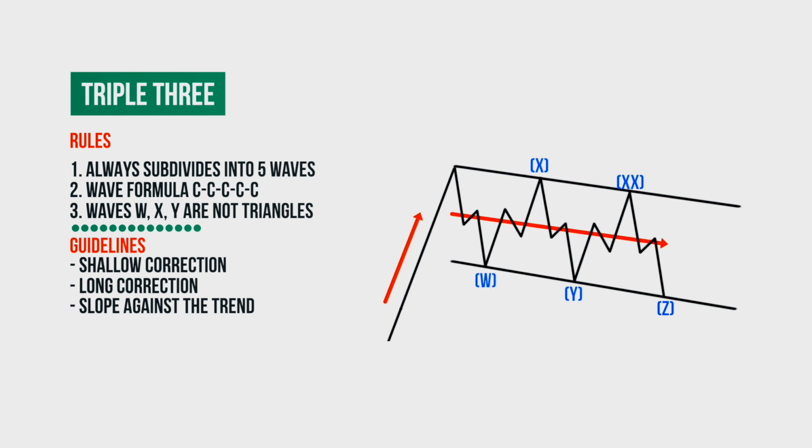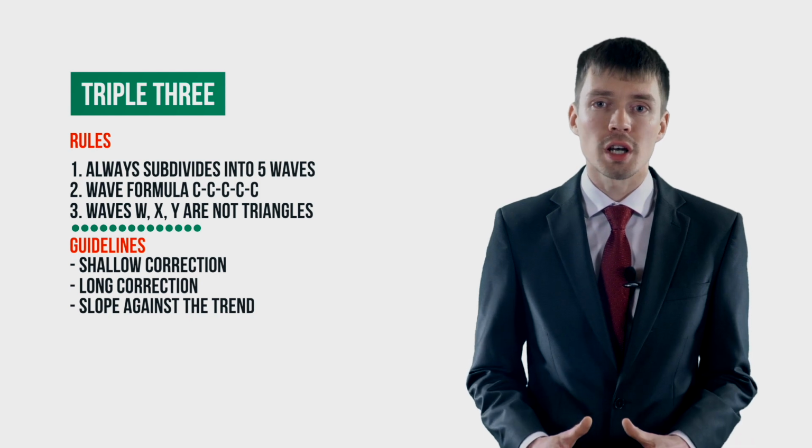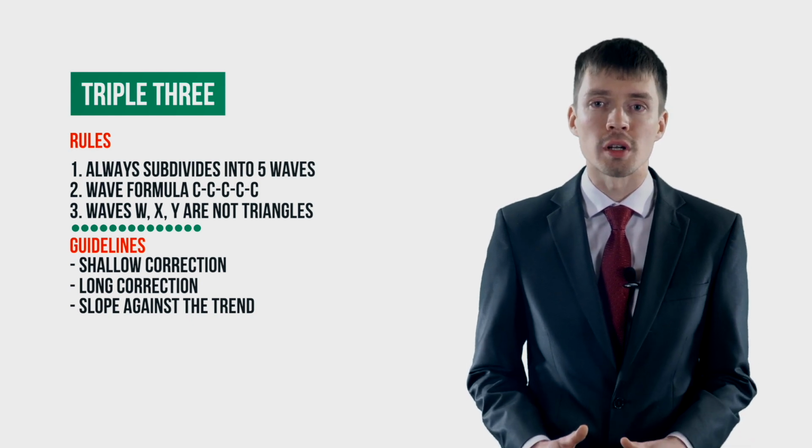Third guideline. Usually the triple three is inclined in the direction opposite to the previous trend. That is, if before the triple three we saw a trend in the upward direction, then the triple three is likely to form with a downward slope. If the trend was directed downwards, then the triple three will be formed with a slight upward slope. This property of the triple three is useful to remember because this makes it easier to identify this pattern on the chart.